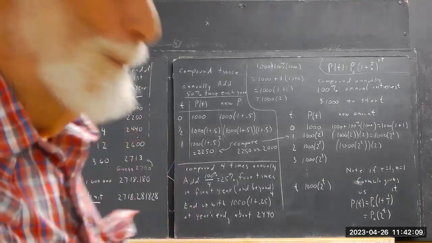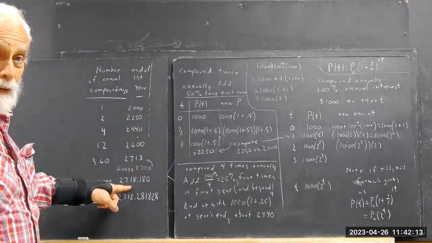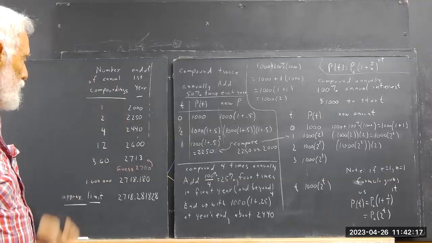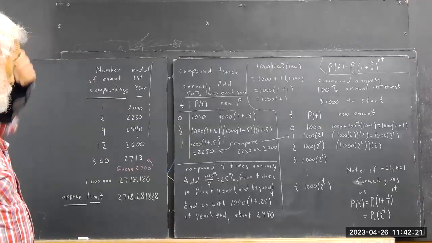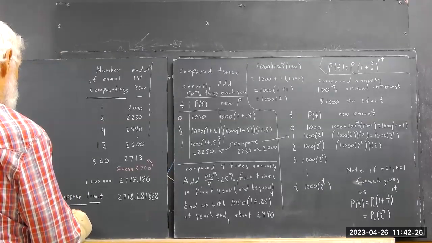Okay. So with 1,000,000 compoundings you got it down to the penny. Now these were approximate, they were within $1 or $2 or $3. Okay, so that's kind of interesting. And then the exact limit.